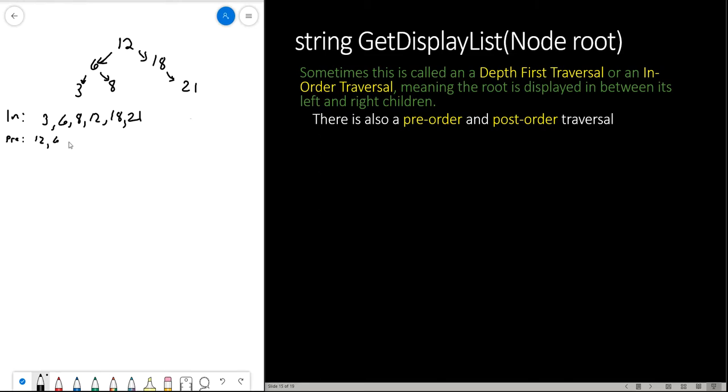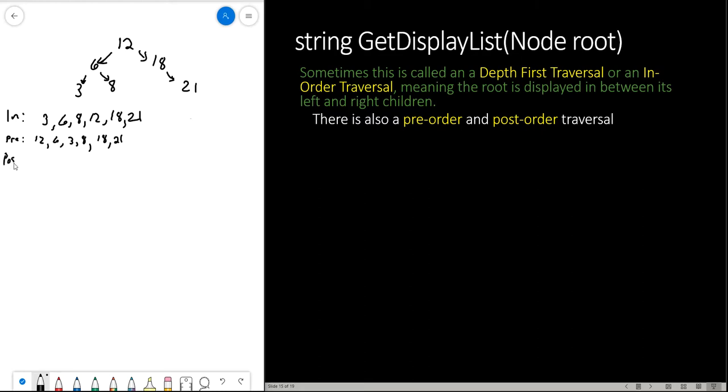Because what happens is we start over here and it does itself, which is the 6. Then it's going to do its left child, which is going to be the 3. And then the 8. And then, of course, we go to the right-hand side now. So we're going to get the 18 and then the 21. It's no longer ascending order.